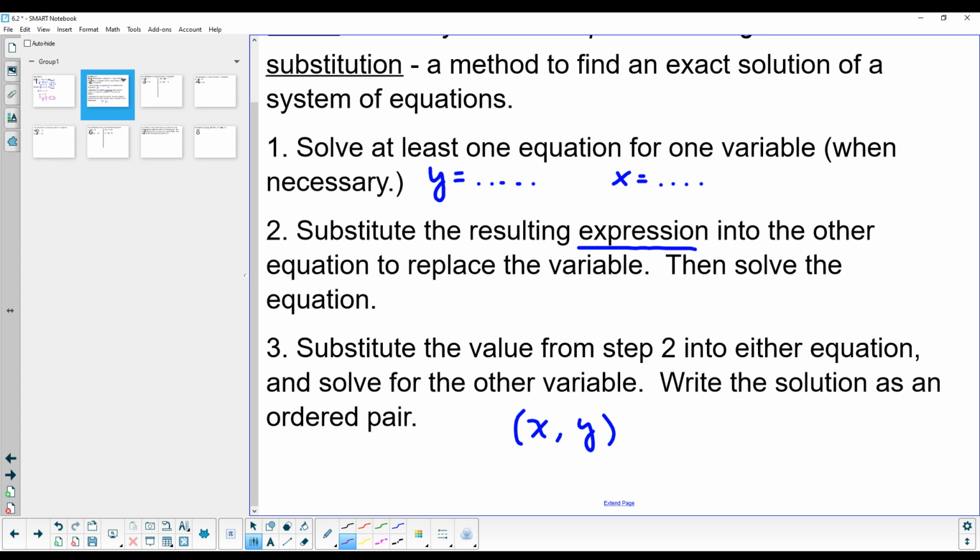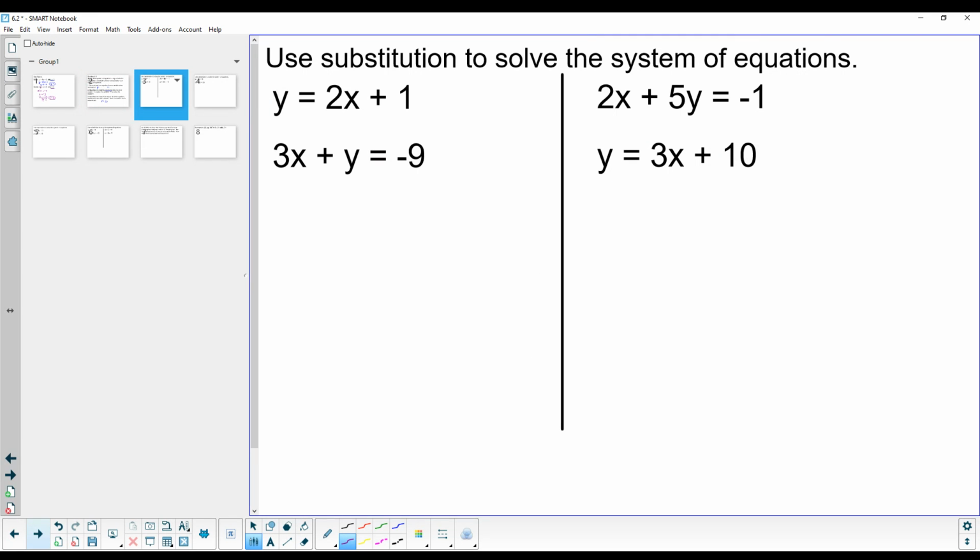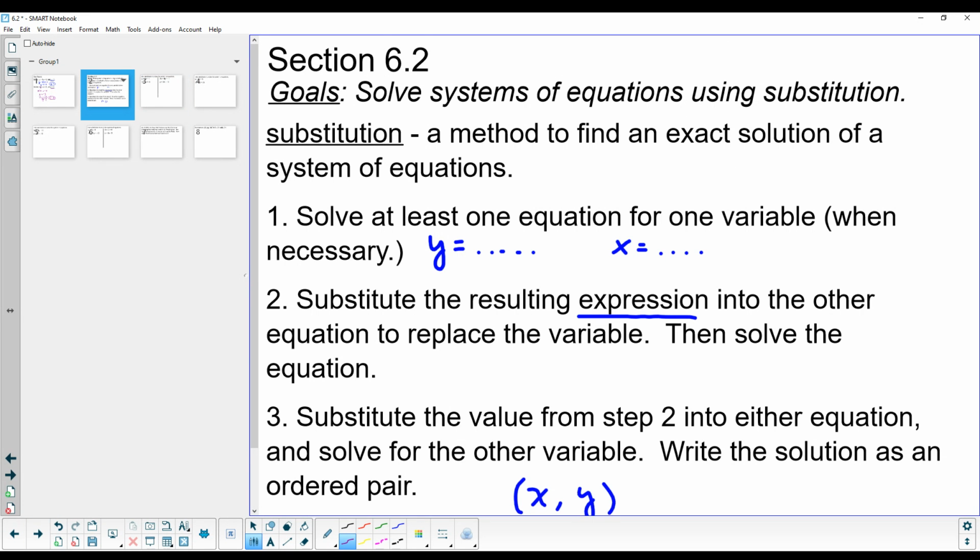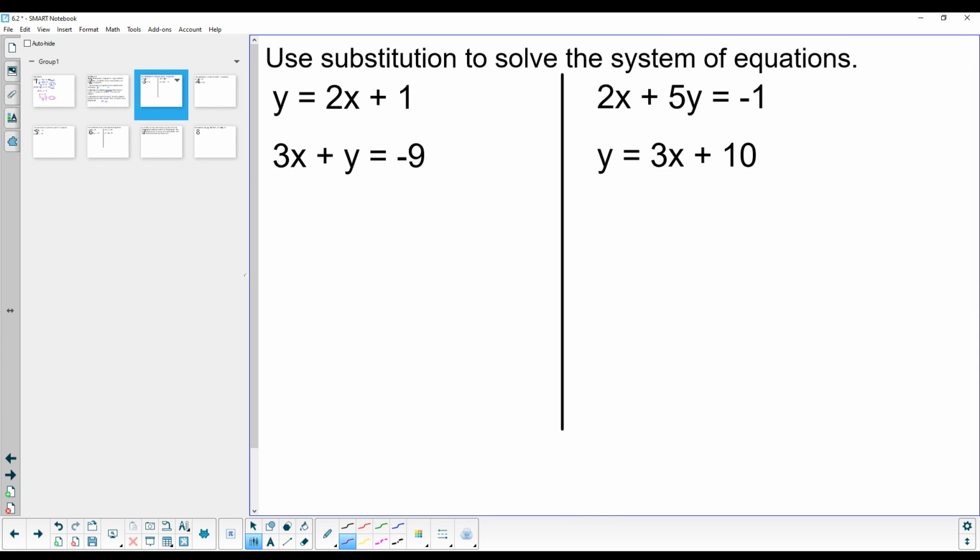So let's look at an actual example here and put this to use. You've got two equations, y equals 2x plus 1, and 3x plus y equals negative 9. If I go back and look at my first step, I need one of my equations to be solved for either x or y. I have that right here: y is equal to 2x plus 1. This is already solved. It says y equals. That's what we want right here.